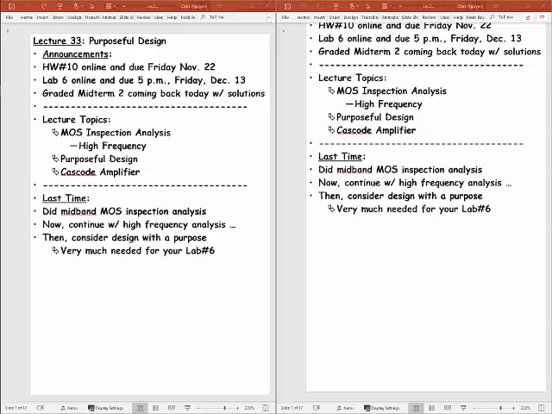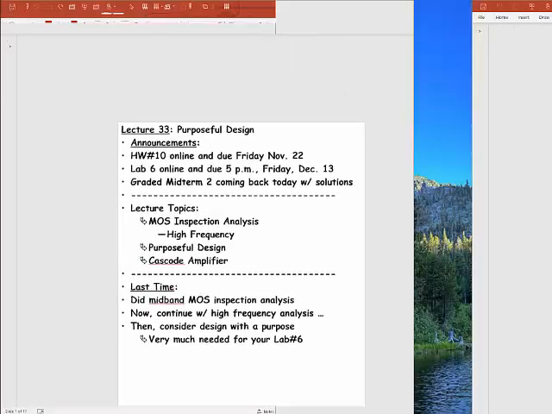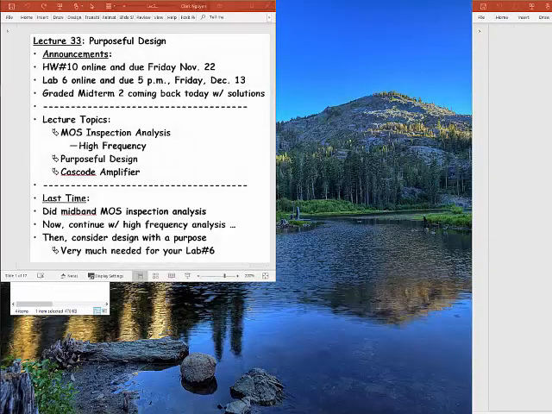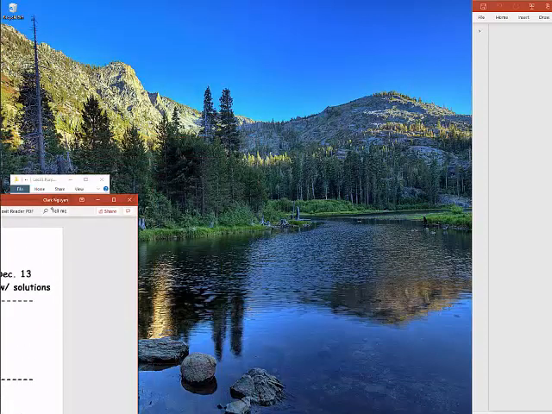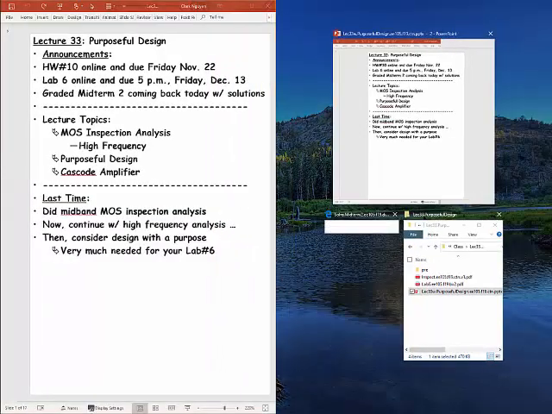Okay, so welcome to lecture 33. While I figure things out up here first, this is going to be on purposeful design. And so what does that mean? That means that basically it's going to be about what's necessary for you to do your lab number 6, provided we can get there on time.